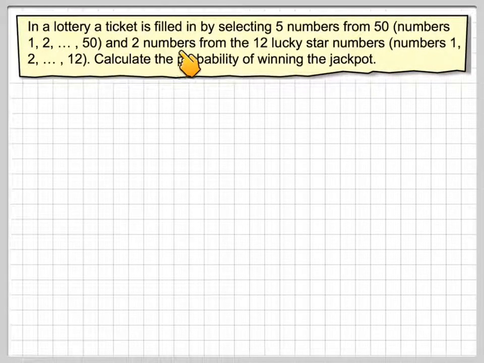In a lottery, a ticket is filled in by selecting 5 numbers from 50, the numbers being 1, 2, 3, 4 up to 50, and 2 numbers from the lucky star numbers, numbers 1, 2, 3, 4 up to 12. Calculate the probability of winning the jackpot.